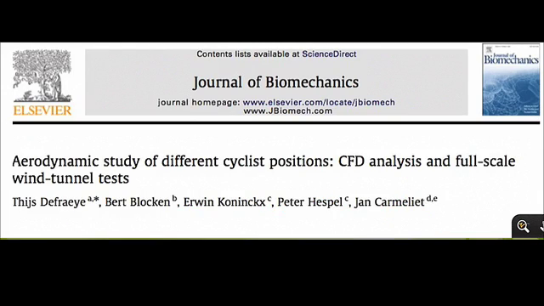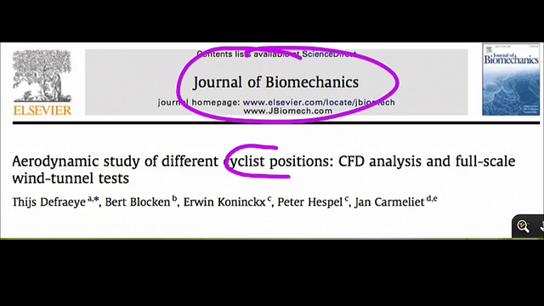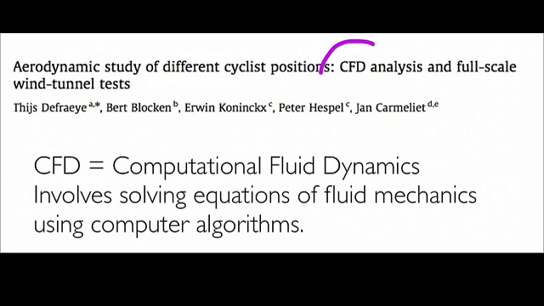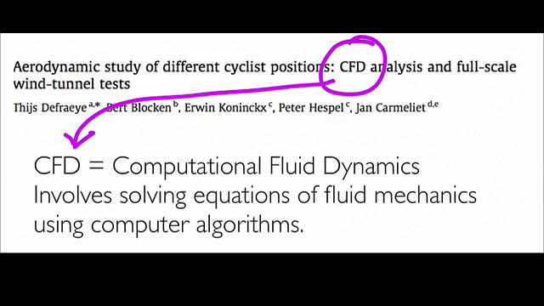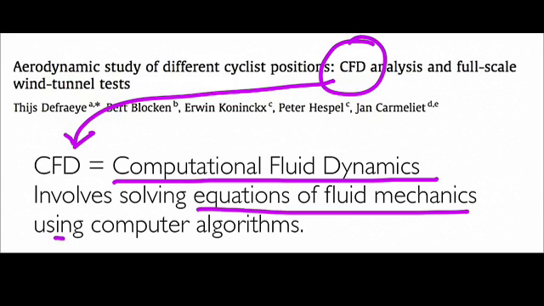Here's a tip. If you want to find great examples of design of experiments, look in journals, because most research papers are great examples of how to do experiments. So for this example, I selected the Journal of Biomechanics. This is a top-tier journal, and I selected a study of bicycling, and this involves experimental study, i.e. wind tunnel, and computational work, which is CFD. And the term CFD stands for computational fluid dynamics, and this involves solving the equations of fluid mechanics using computer algorithms.